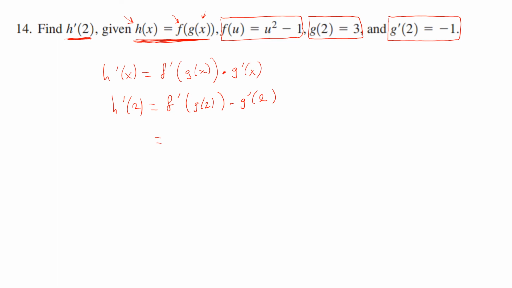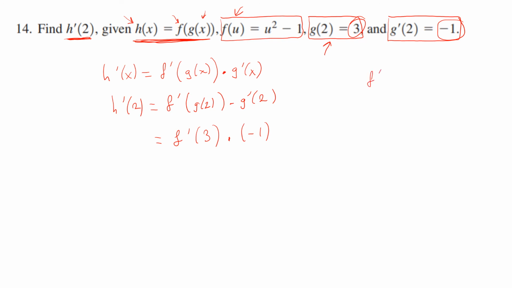Here I see my g(2) is already given here, which is a value of 3. So I'm just going to say 3 over here because my answer is already here. Multiplied by g prime 2, which the answer is already given as negative 1. So I write that as well. Now for f prime, I see that this is not a prime, this is only f(u), which I can actually put in 3 by taking the derivative of that function.